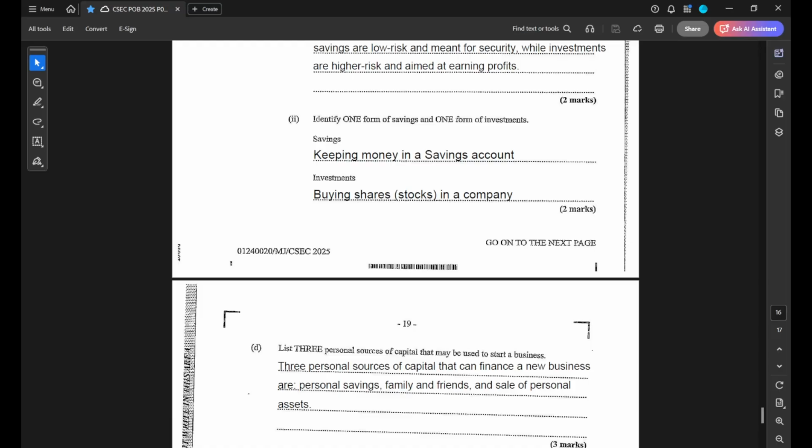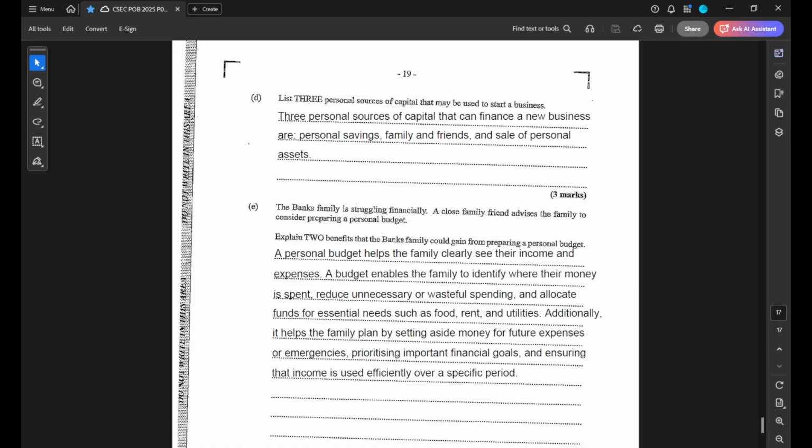Part E, the Banks' family is struggling financially. A close family friend advises the family to consider preparing a personal budget. Explain two benefits that the Banks' family could gain from preparing a personal budget. Let's go. A personal budget helps the family clearly see their income and expenses. A budget enables the family to identify where the money is spent, reduce unnecessary or wasteful spending, and allocate, basically share, funds for essential needs such as food, rent, and utilities.